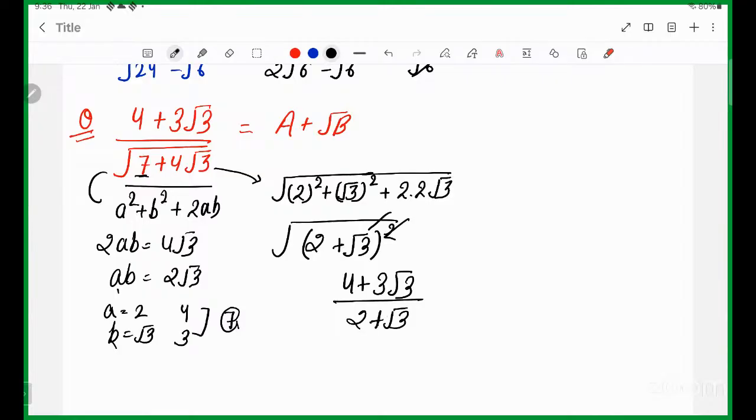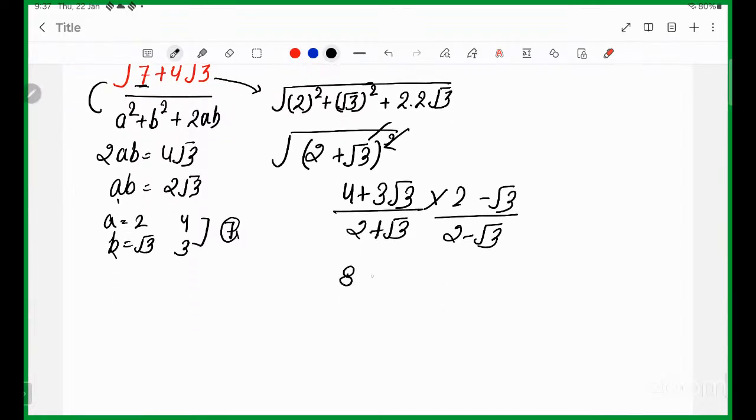Okay. Now I will rationalize this by multiplying by 2 minus root 3. Okay. So after multiplying, it will be 8 plus 6 root 3 minus 4 root 3 minus 3 times 3 is 9. Divide, it will be 4 minus 3, it will be 1. So above it will be minus 1 plus 2 root 3. So this will be the answer.